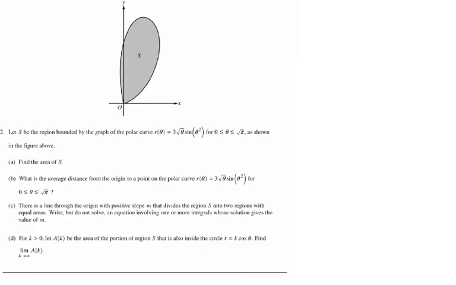Part C. There is a line through the origin with a positive slope m that divides the region into two equal areas. Okay, so basically this line has a slope of m.